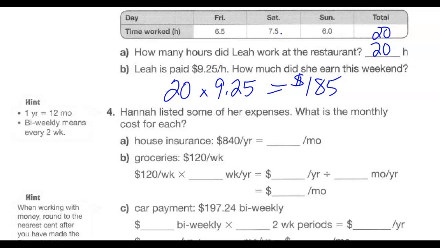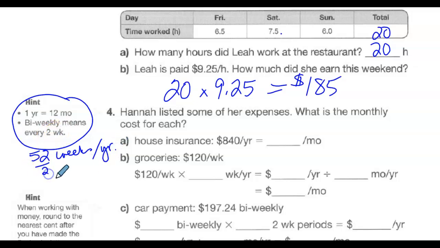Hannah listed some of her expenses. What is the monthly cost for each? So just a reminder, on the left, there's 12 months in a year, and bi-weekly means every 2 weeks. And so remember, there aren't exactly 4 weeks in a month. So there are exactly 52 weeks in a year. And so every 2 weeks, if we divide that by 2, we get 26 bi-weekly payments. So I think we'll need to use them over on the right here.